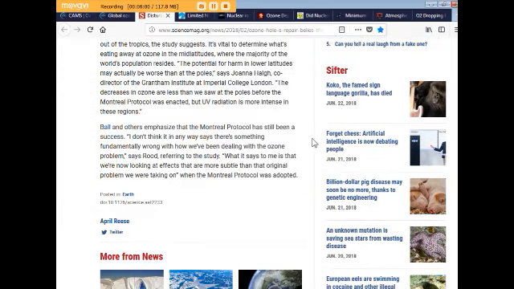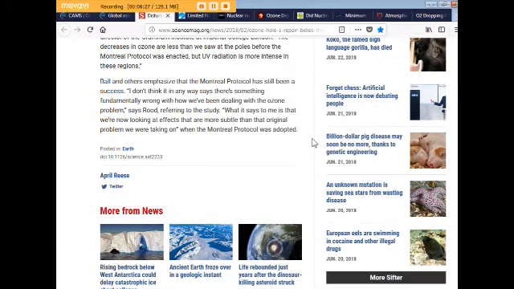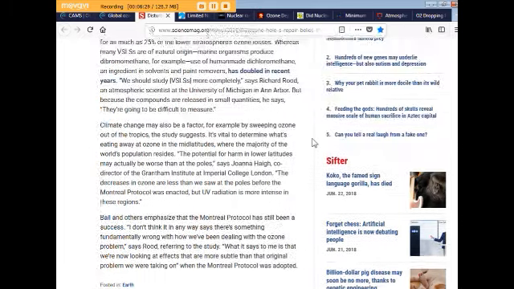Ball and others emphasize that the Montreal Protocol has still been a success. I don't think it in any way says there's something fundamentally wrong with how we've been dealing with the ozone problem, says Rood, referring to the study. What it says to me is that we're now looking at effects that are more subtle than that original problem we were taking on when the Montreal Protocol was adopted. And that's the end of the article.